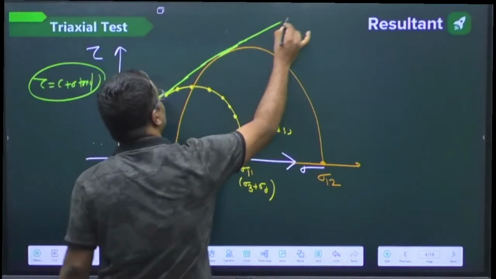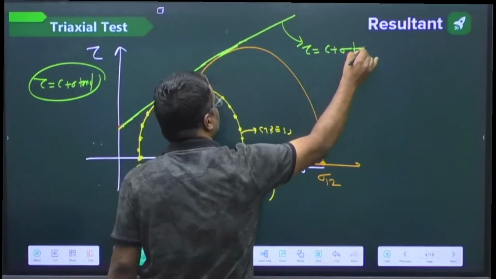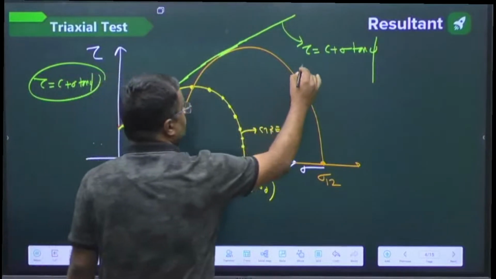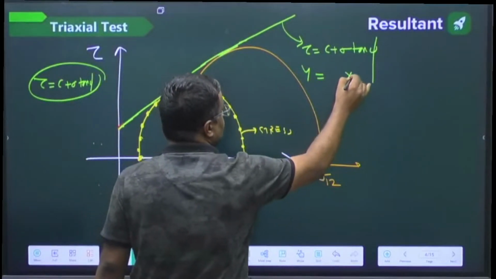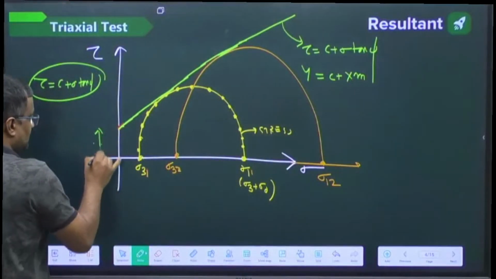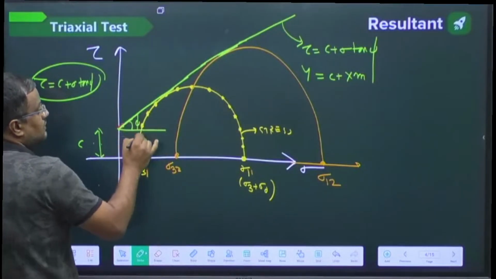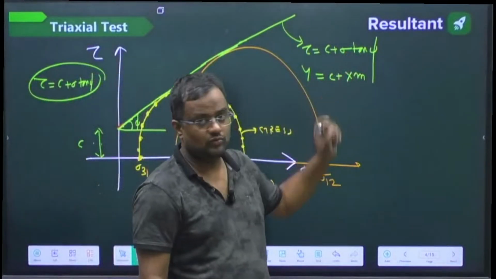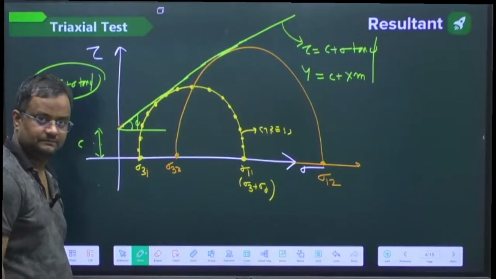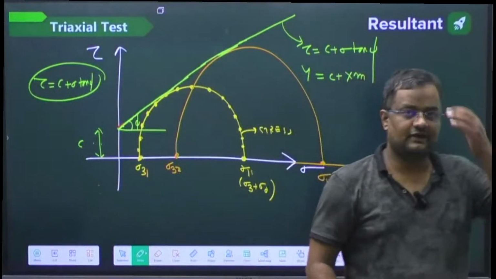This common tangent gives the strength, c plus sigma tan phi. If you compare this with y equals m x plus c, this is the intercept. It gives you the value of cohesion, and tan phi is the slope, so this angle gives you the phi. This is how we find the c and phi of the soil.